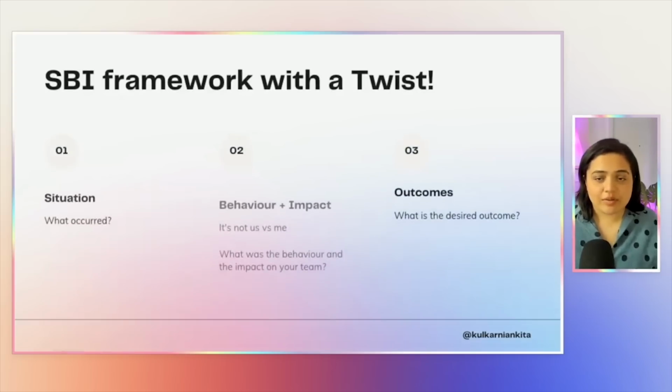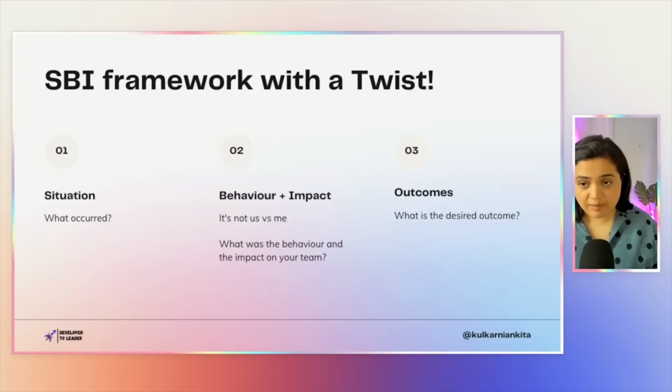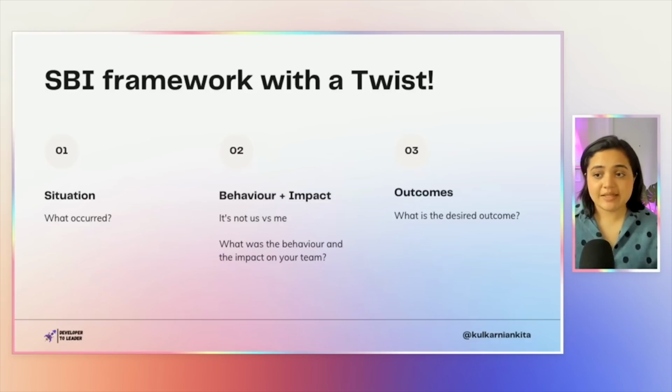And we have a framework. This is one of my favorite frameworks to use, which is the SBI framework with a twist. Now we can divide this framework into three parts: situation, behavior, impact, and outcomes. Now, situation, as in, what was the situation that happened where you felt the need to give feedback? What was the situation like?